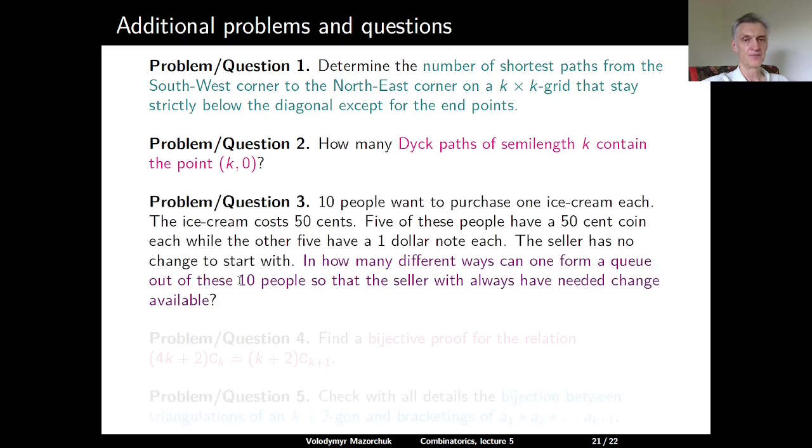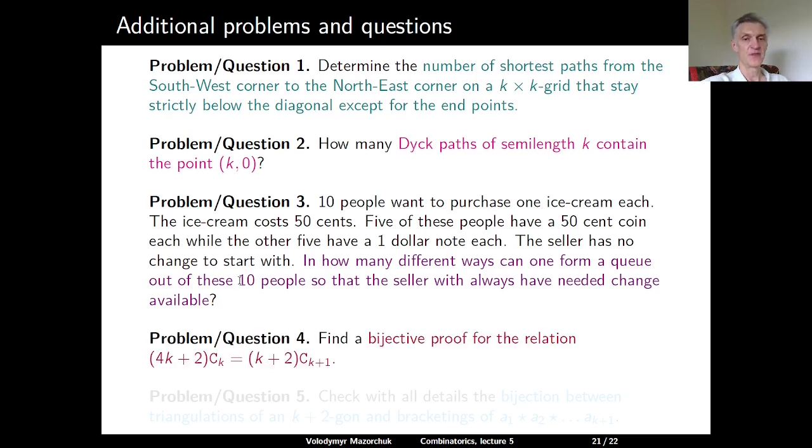Problem question 3. 10 people want to purchase one ice cream each. The ice cream costs 50 cents. 5 of these people have a 50-cent coin each, while the other 5 have a $1 note each. The seller has no change to start with. In how many different ways can one form a queue out of these 10 people so that the seller will always have the needed change available?